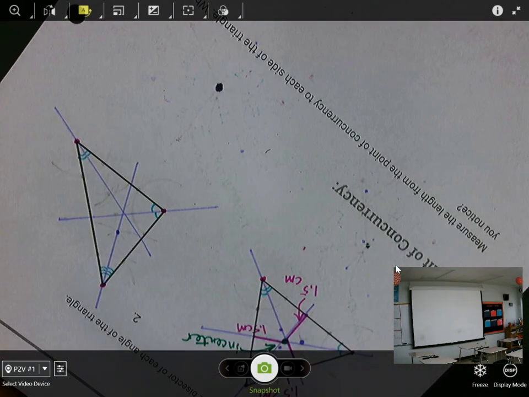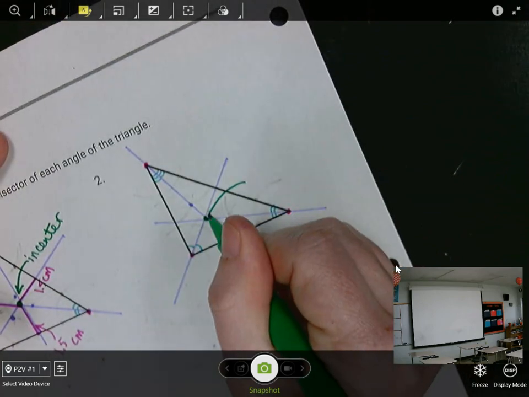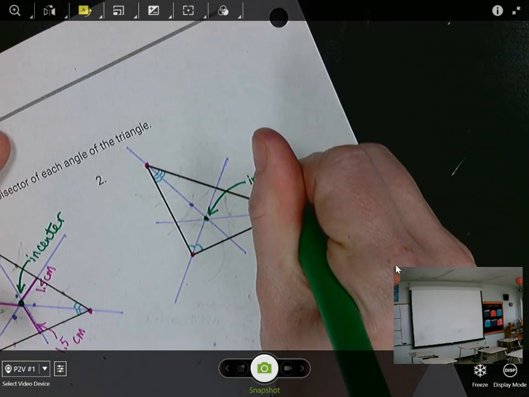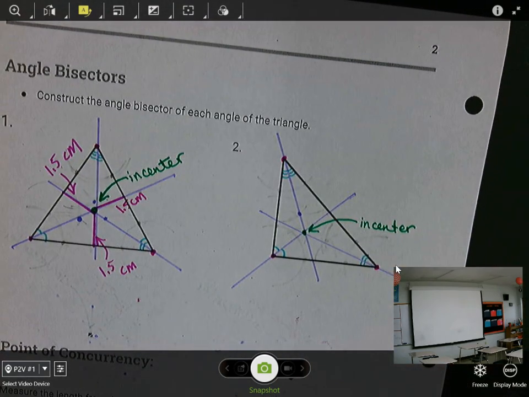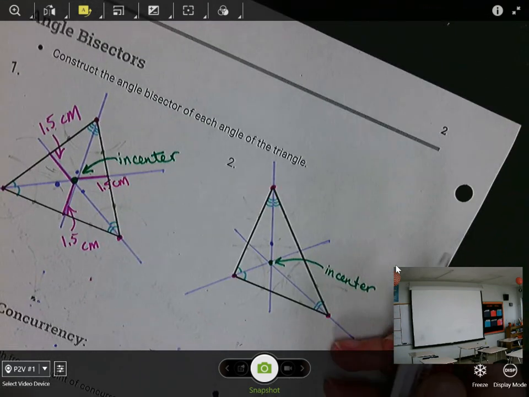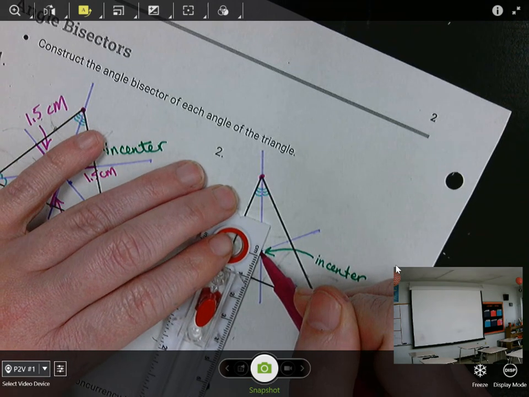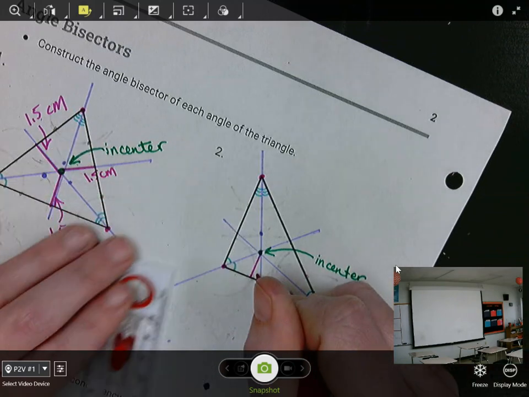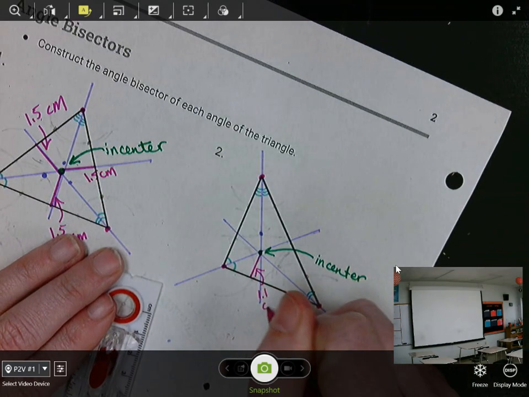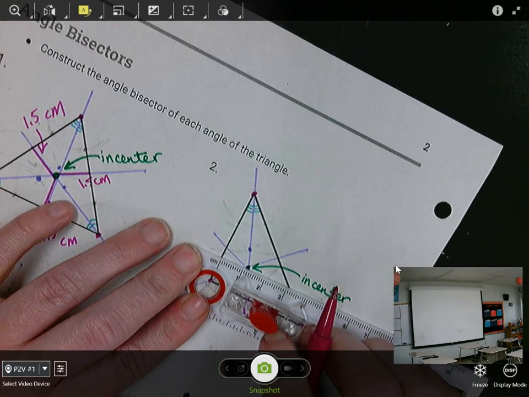All right, now where they meet is the in-center. So this point right here where they all intersect, that's the in-center. Okay. And if you were to measure from the in-center to each side, you would need to make sure it's perpendicular to that side. So for instance, from here to here, that is a little over 1 centimeter, about 1.1 centimeters. Okay, and then do the same over here. Again, that's about 1.1 centimeters.